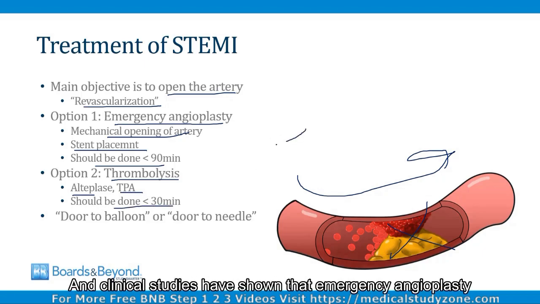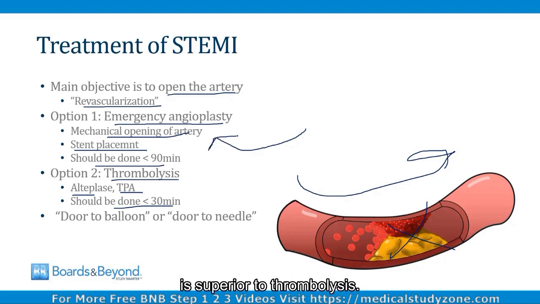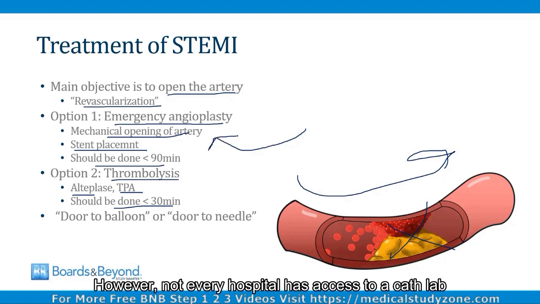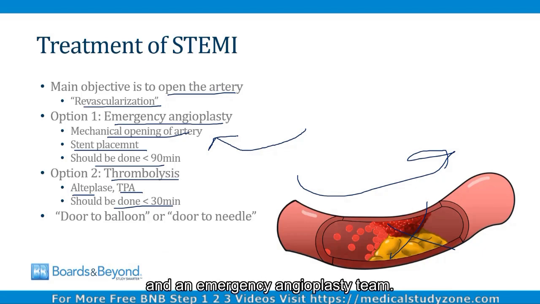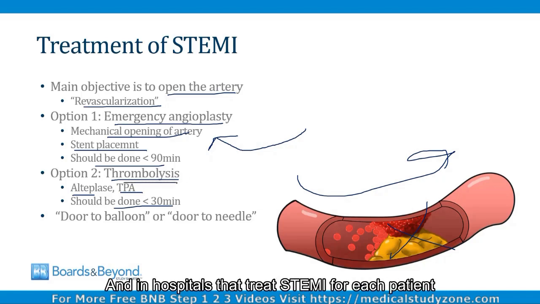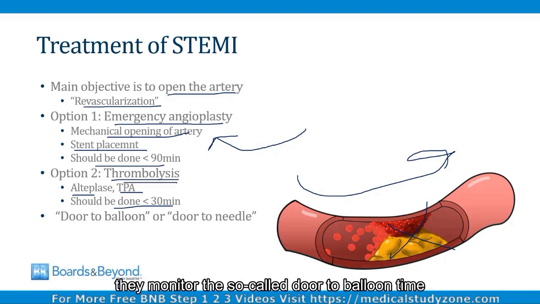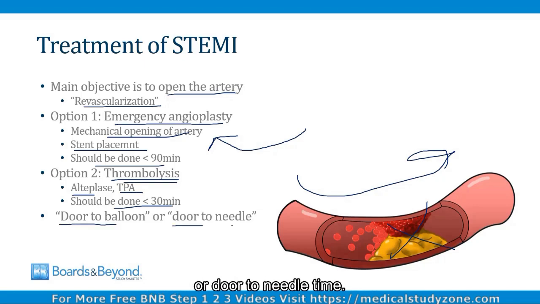And clinical studies have shown that emergency angioplasty is superior to thrombolysis. However, not every hospital has access to a cath lab and an emergency angioplasty team, so in those locations, thrombolysis is used. And in hospitals that treat STEMI, for each patient, they monitor the so-called door-to-balloon time or door-to-needle time.